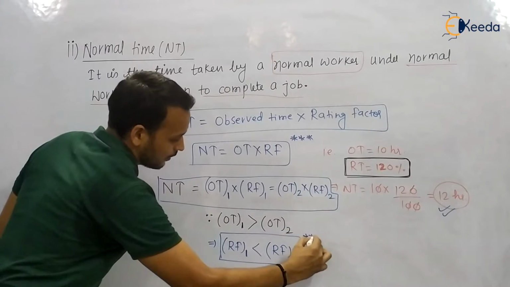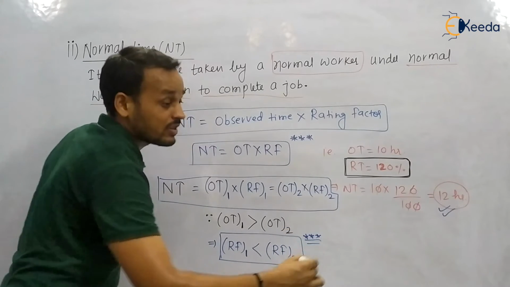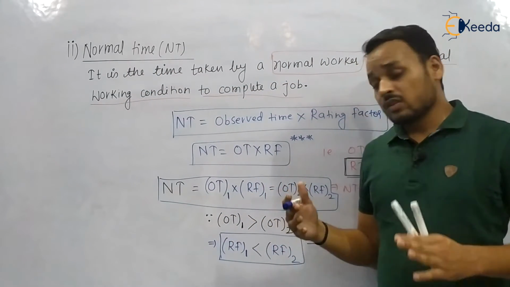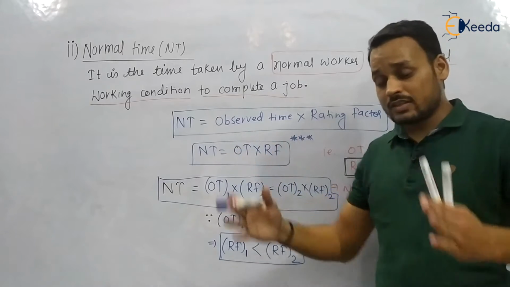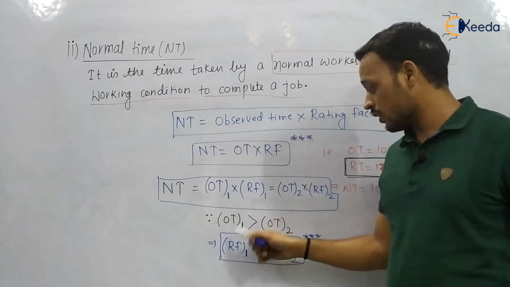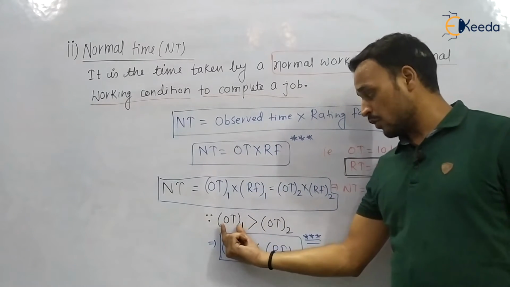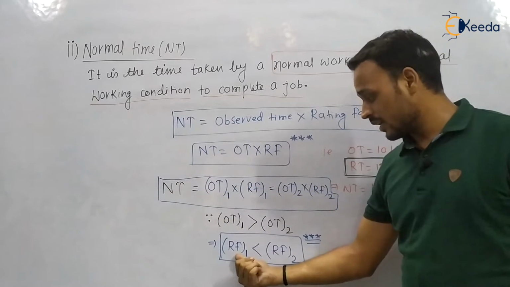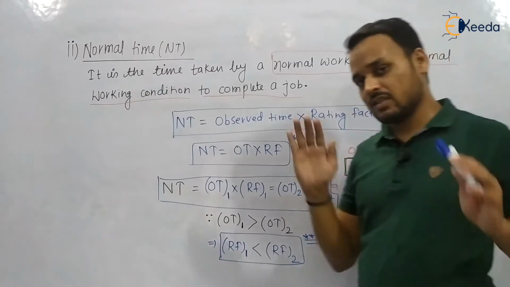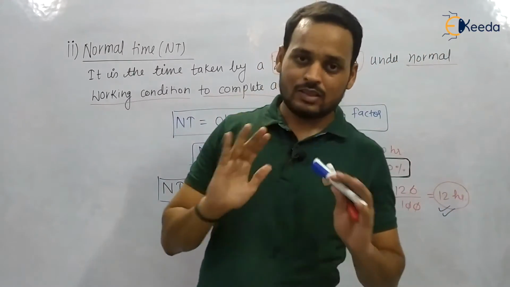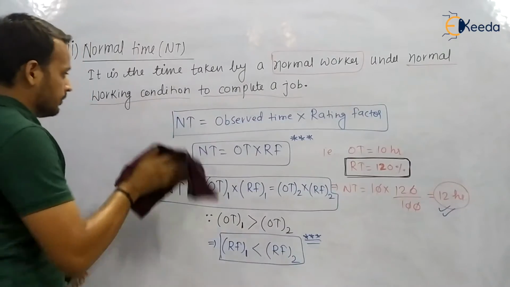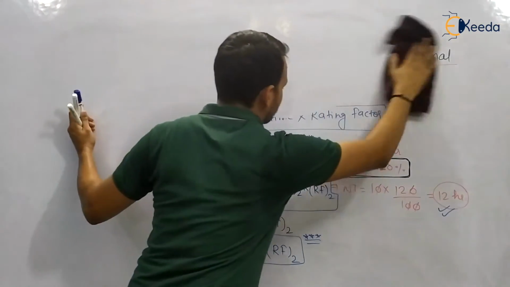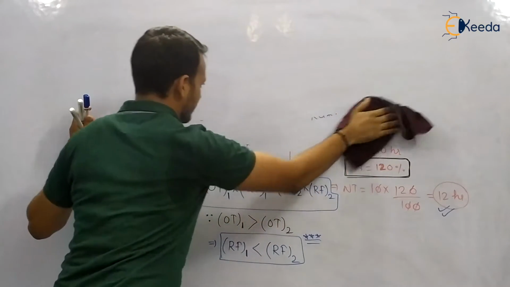That means that worker 2 is more efficient. He can do the work more efficiently, or you can say his speed is more than worker 1. Why? Because the observed time of worker 1 is more, but the normal time of both the workers is the same. It means the rating factor of worker 1 is going to be less. That's why I have said that normal time is the standard time.